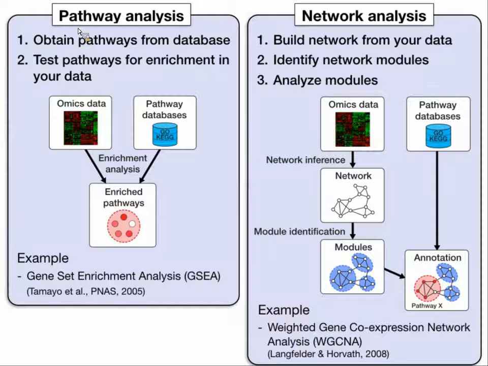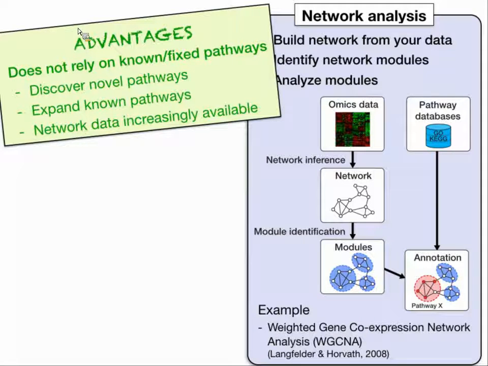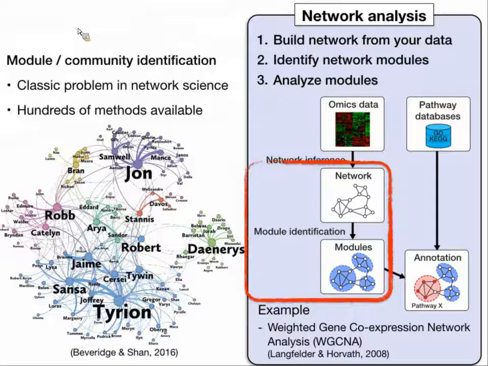But of course, the advantage of using this approach is that we do not rely on known or fixed pathways, but we can actually discover novel pathways or expand existing pathways. And also, network data is now increasingly becoming available, so this becomes more relevant. As I've shown with the networks in the study that I presented before, but also novel experimental technologies now allow us to map transcription factor gene interactions with ChIP-seq or protein interactions at high throughput, and so on. So there's more and more network data, and this type of approach is becoming very relevant.